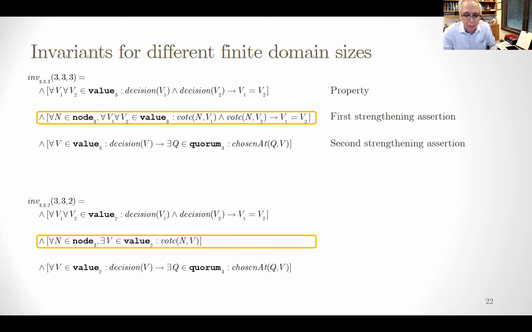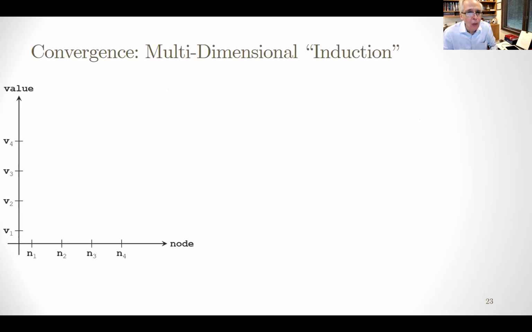So we need to figure out what would be the appropriate size to stop doing this, right? So one way to think about it is that now we're doing multidimensional induction on the size of the domains. So suppose I'm showing here the space of node and value sizes, because quorum sizes have to follow node sizes.